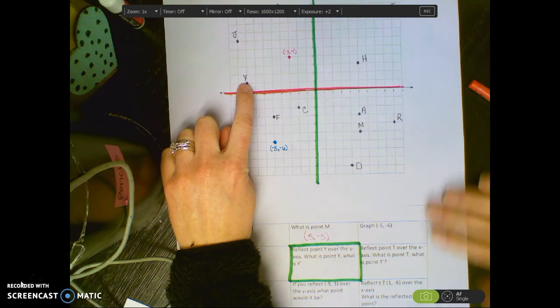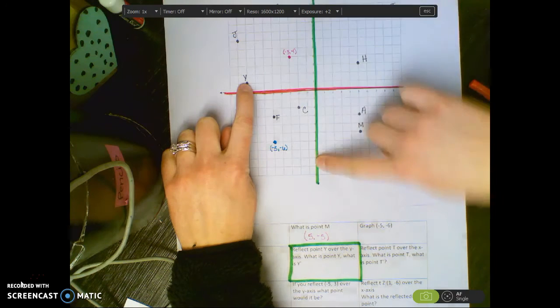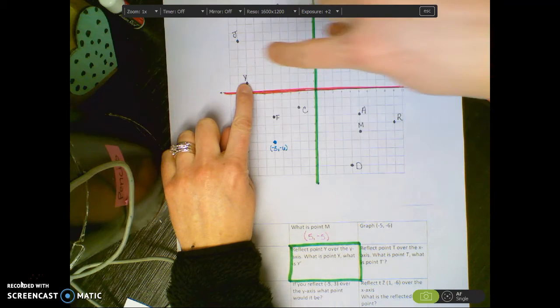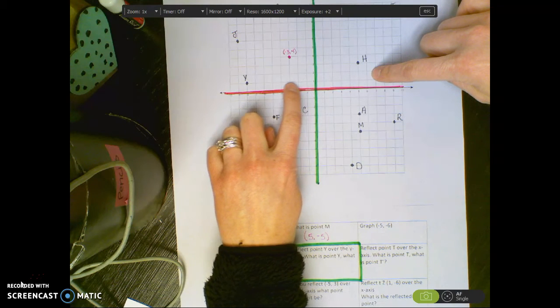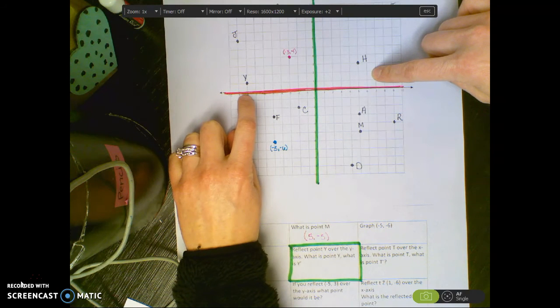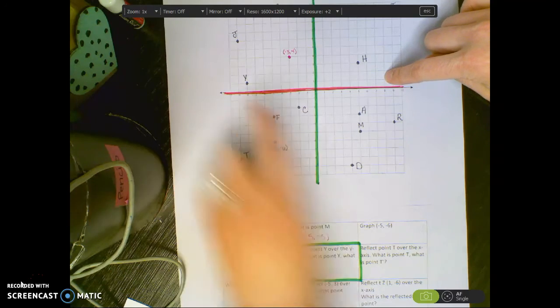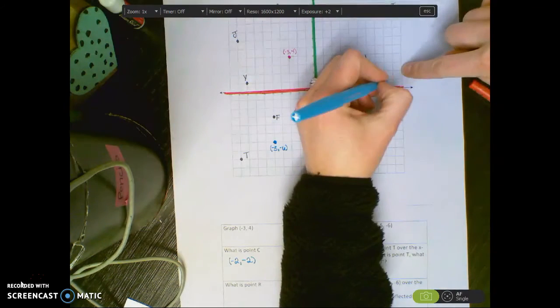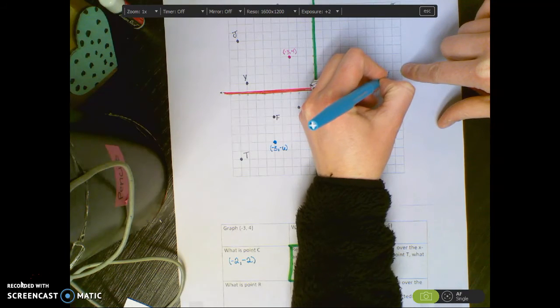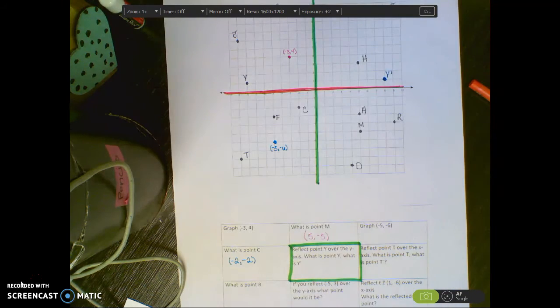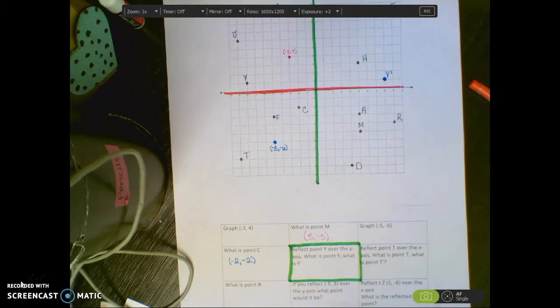So we're going to reflect point Y over the y-axis. Here's Y, and I need to go over the green. So I need to be in this exact same spot over the green, the exact same distance. So you need to be at (8, 1). Do you see how this is the exact same distance as the other? So this would be called Y prime.